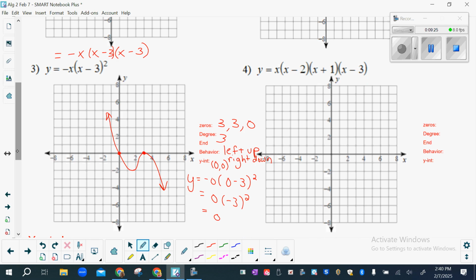Okay, let's do the last one. What are my zeros? This group back here. Thank you, those of you who are sitting quietly. Okay, so what's my degree? Same group. Good.